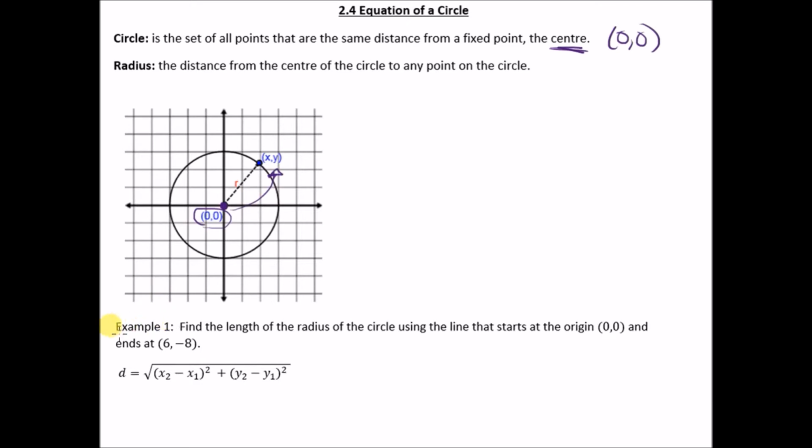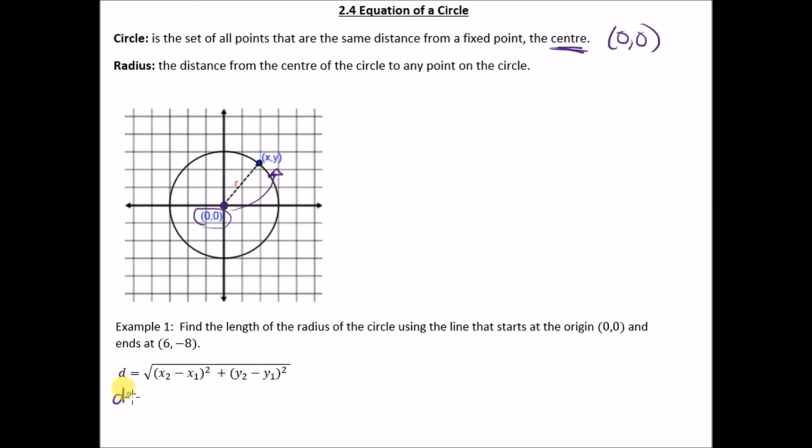I want to show you where the equation of a circle comes from, because it's a mixture of the distance formula and Pythagorean theorem, since it's very similar. So let's find the length of the radius of a circle using the line that starts at the origin and ends at 6, -8.